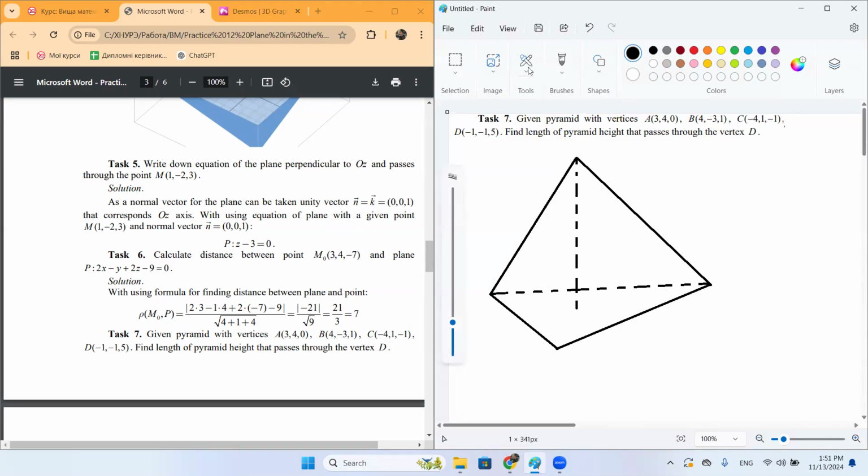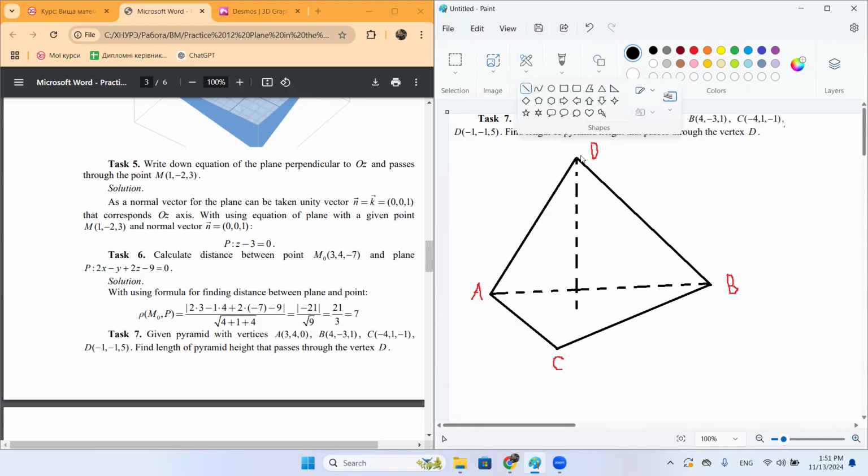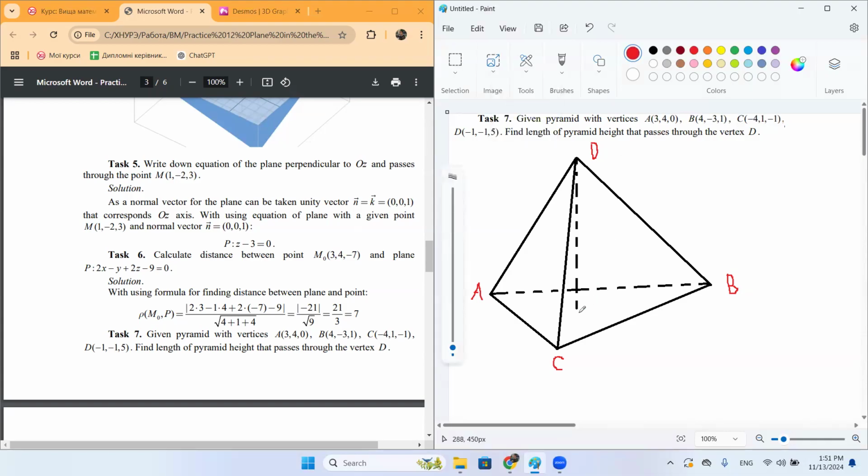Okay, and let's assign vertices. So yeah, D will be here. So A, B, C, and D. Yeah, and also let's join vertices D and C. Maybe it will be useful for us. Okay. So, any ideas how to solve? So we need to find this distance.